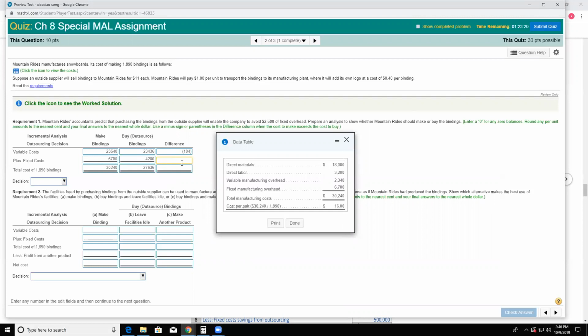This will be negative actually. Okay, so this is 2,500 negative. Okay. So now you don't need to even look at the difference. You can find if you make, you have to pay $30,000. If you buy, you pay 27,000. So we should go to buy, right? Because that's the lower cost.